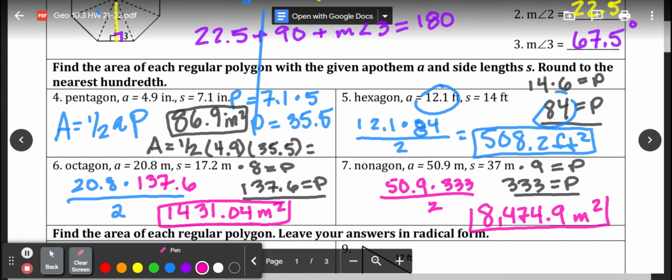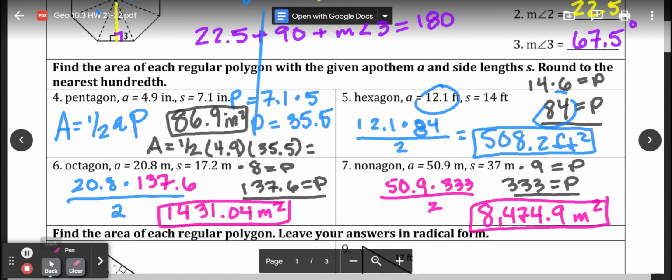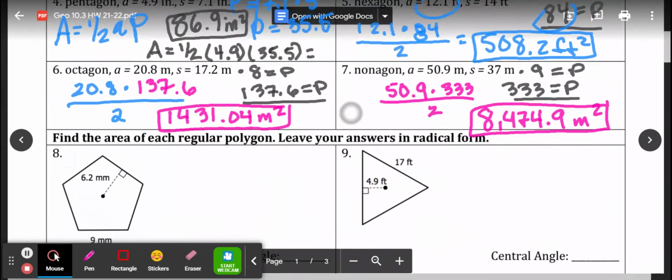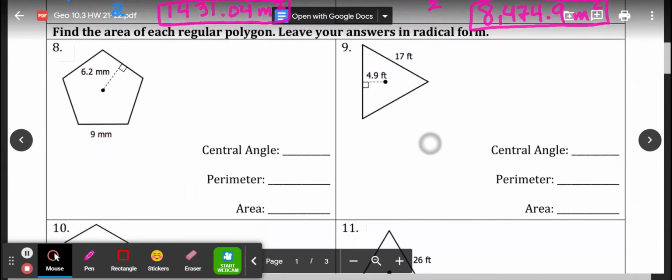8,474.9 square meters. Again, everything's squared because we're talking about area. Okay. Let's continue on. Moving on down.